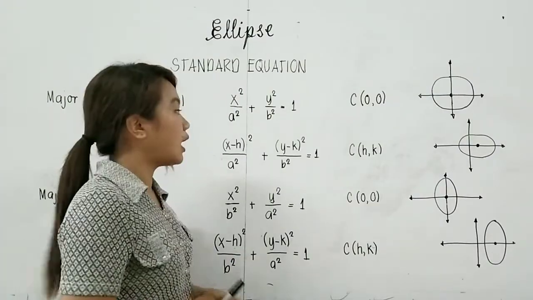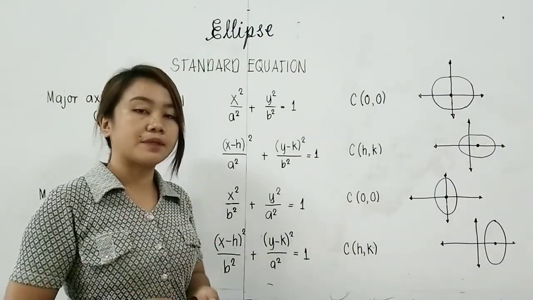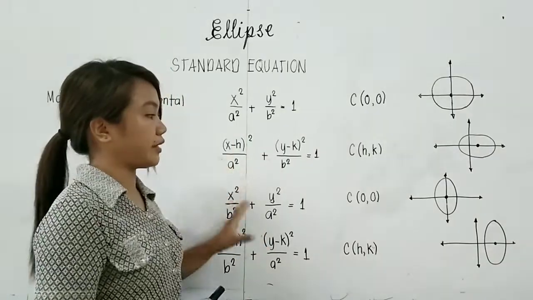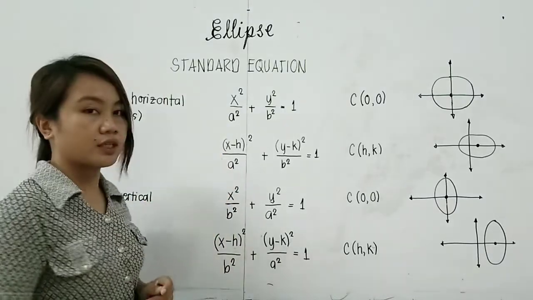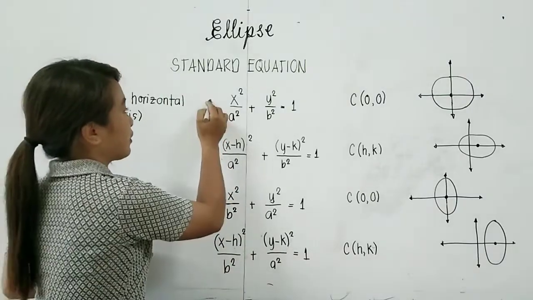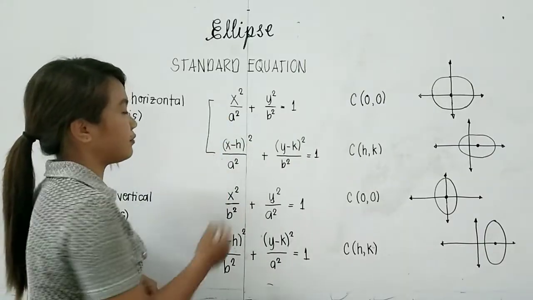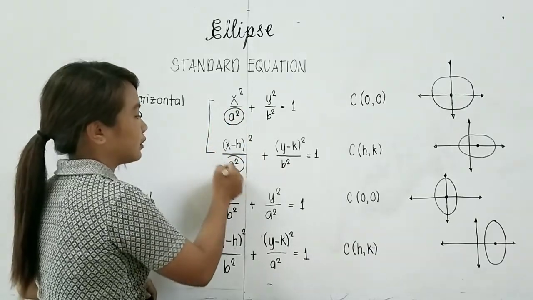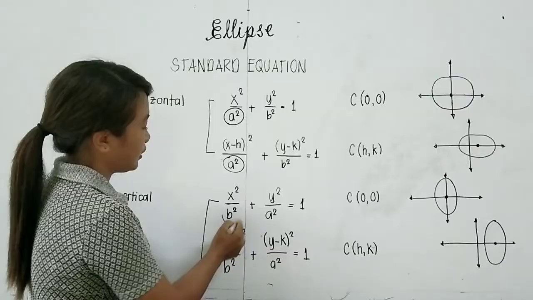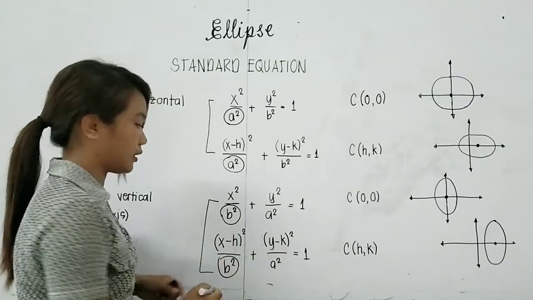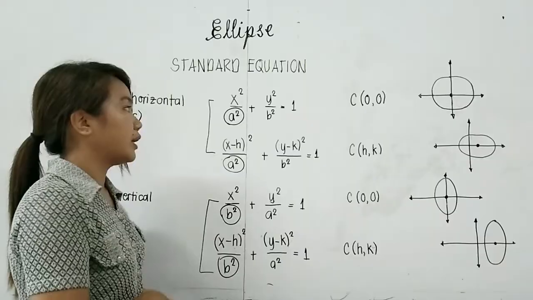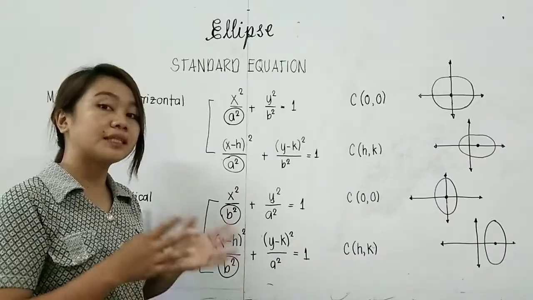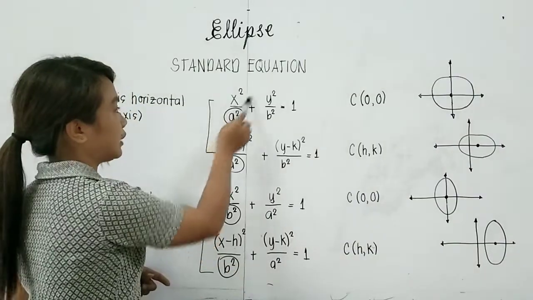Now the question: how can we identify if our ellipse is parallel to the horizontal or the vertical axis given the standard equation? Let us examine these 4 equations. The difference is that in the first set of equations, the denominator of x squared is a squared. In the second set, the denominator of x squared is b squared. So it is evident that to identify if an ellipse is parallel to the horizontal or vertical axis, we just have to look at the variables here.